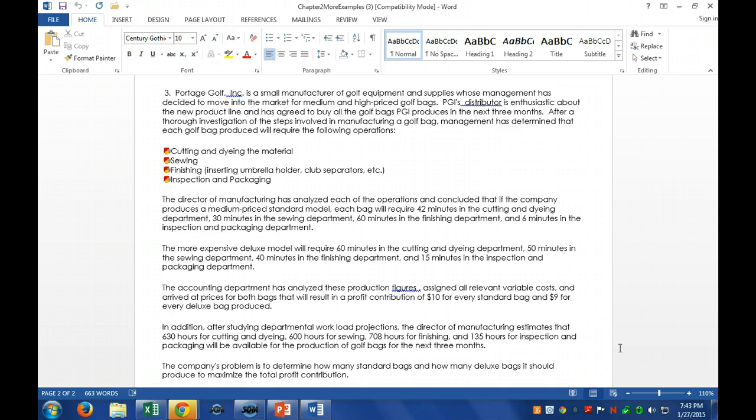Can you guys see that? It's on Blackboard if you can't see up here. It's under chapter 2. So take like 10 minutes, try to do this on your own, then we'll do it together.